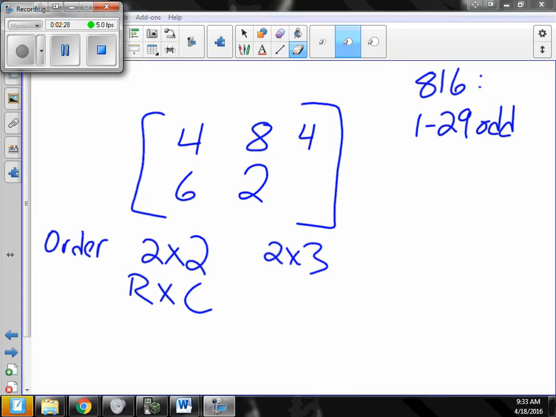The simplest of all matrices would be this. What's the order of that matrix? 1 by 1. Really interesting. So the first couple problems on your worksheet are easy. Determine the order. That's nice.